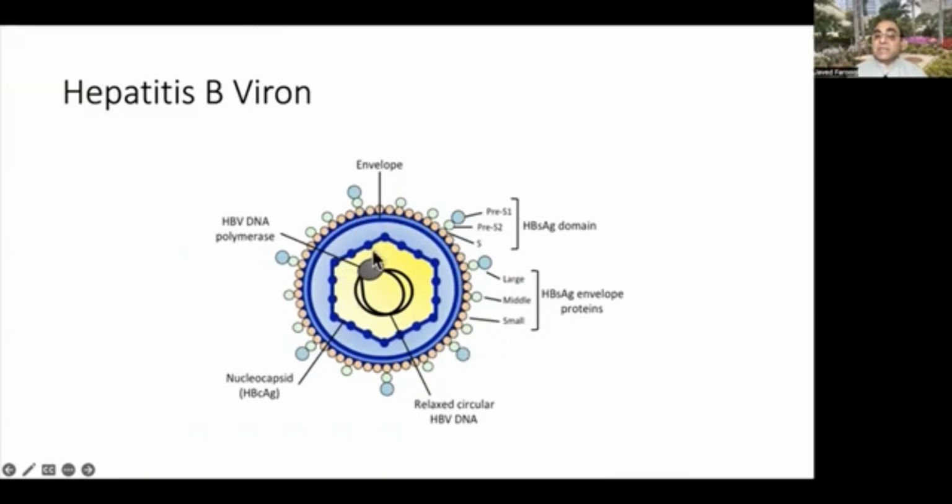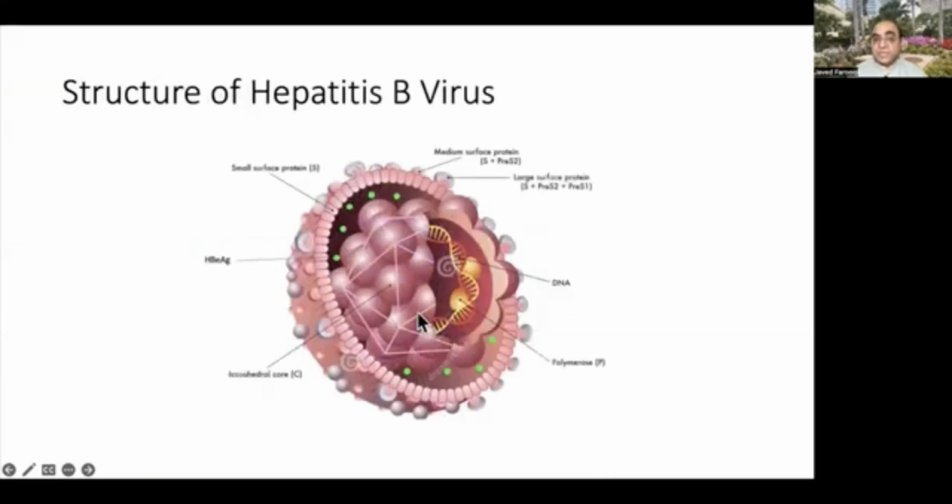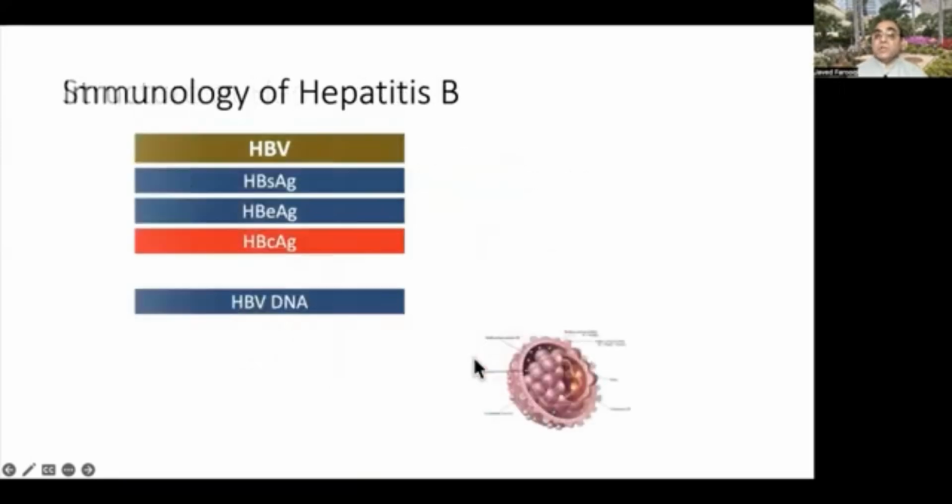And inside that is the core, which consists of the relaxed circular HBV DNA and the DNA polymerase, and of course, the nucleocapsid, the core antigen. So if we see this, there is the HBs surface antigen, and then there is the HBe antigen, and then the HB core antigen, the DNA, and the DNA polymerase.